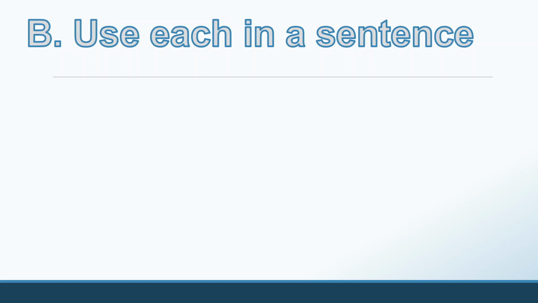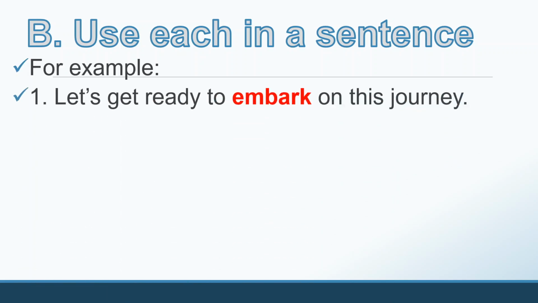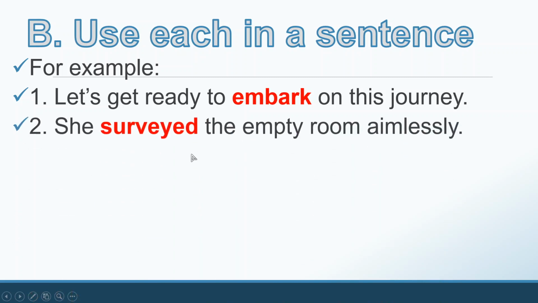Now let's go to letter B. You are now required to write each vocabulary word from 1 to 10 in a sentence, and I'm going to give you some examples for today that I actually researched also. Now, for number 1, embark. So let's get ready to embark on this journey, which means embark again, to start, to set sail on this journey. Okay? Now, number 2, she surveyed the empty room aimlessly. Surveyed, which means scanning, looking into different directions, and looking for something important, something like that.